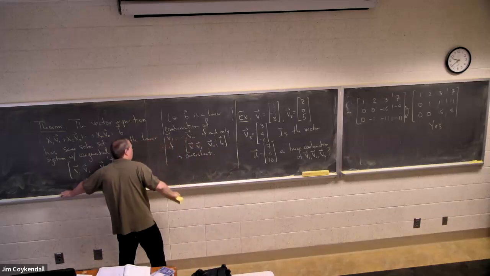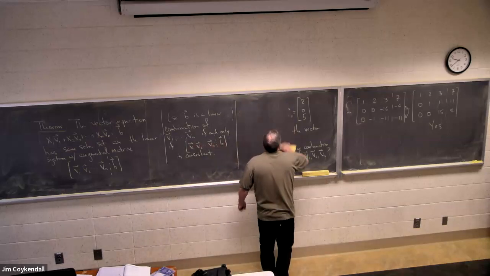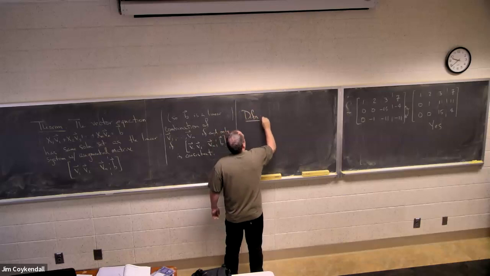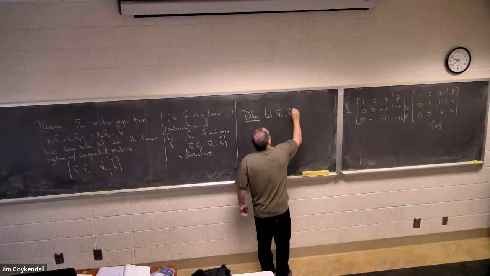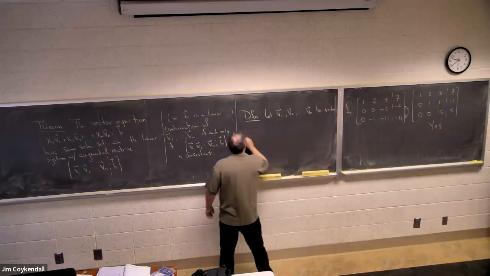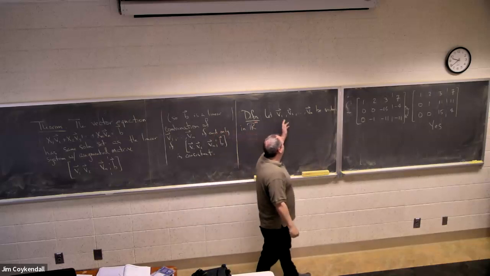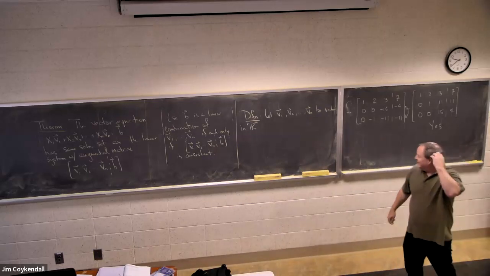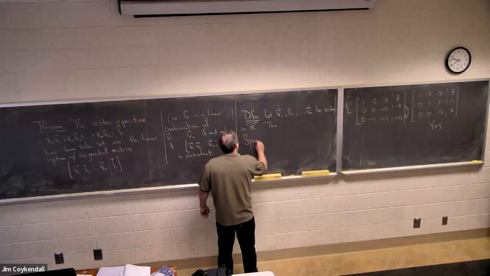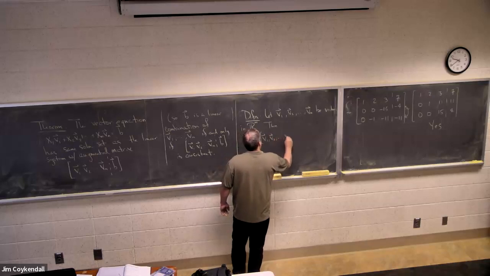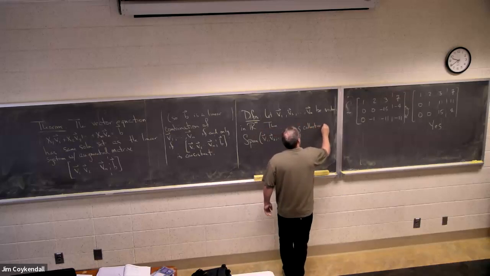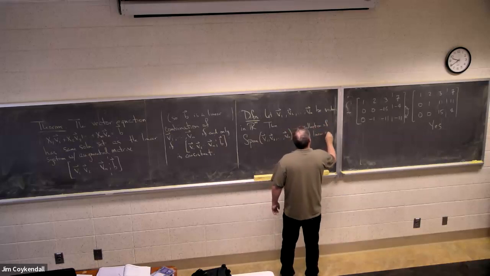Okay, so let me give you one last definition before we get into vector equations here. Let these n vectors be in Rn. So they're column vectors with n rows. Then the span of v1, v2, ..., vn is the collection of all linear combinations.